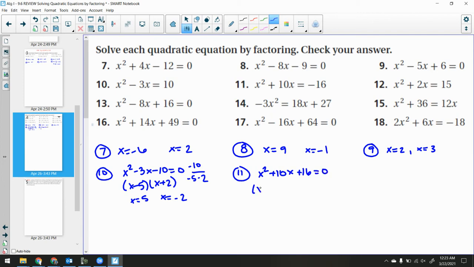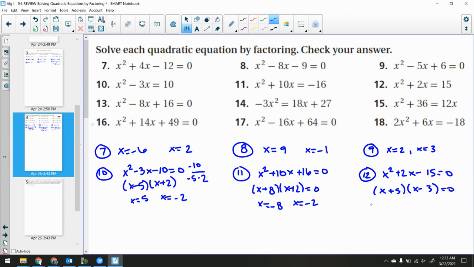So that means it's going to factor into x plus 8 and x plus 2. Set them both equal to 0. You're going to have x is equal to negative 8 and x is equal to negative 2. Number 12, we're going to have x squared plus 2x minus 15 is equal to 0, which is going to factor into x plus 5, x minus 3. That means my answers are going to be x is equal to negative 5 or x is equal to positive 3.